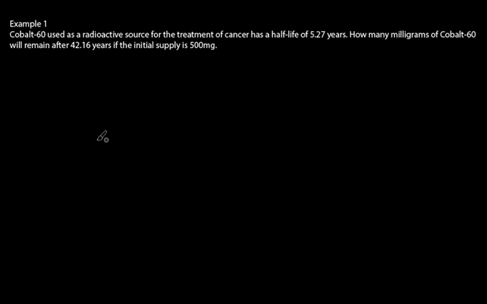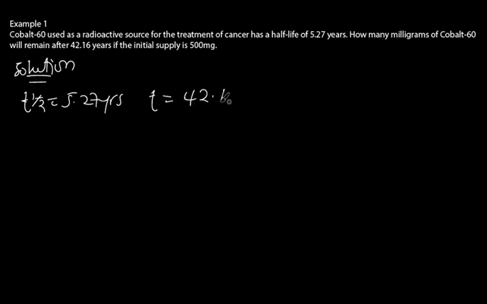Alright, so this is an interesting question. Let's see the parameters we have, and then we solve our question. Solution: we have cobalt-60, used as a radioactive source for the treatment of cancer, with half-life T half equal to 5.27 years. The time T is 42.16 years, and the initial amount N0 is 500 milligrams. They are asking us to find N.